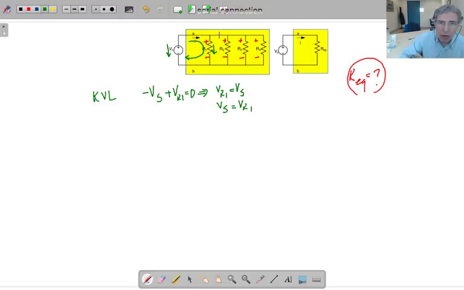If you consider this mesh now, this is not a mesh, because it includes another loop in it. But if you write the Kirchhoff voltage law equation for this loop, you're going to end up with VR2 equal to Vs, and VR3 equal to VR4. So that conclusion tells us that parallel connected elements' voltages are the same. It doesn't change. In this case, it is the independent voltage source voltage.